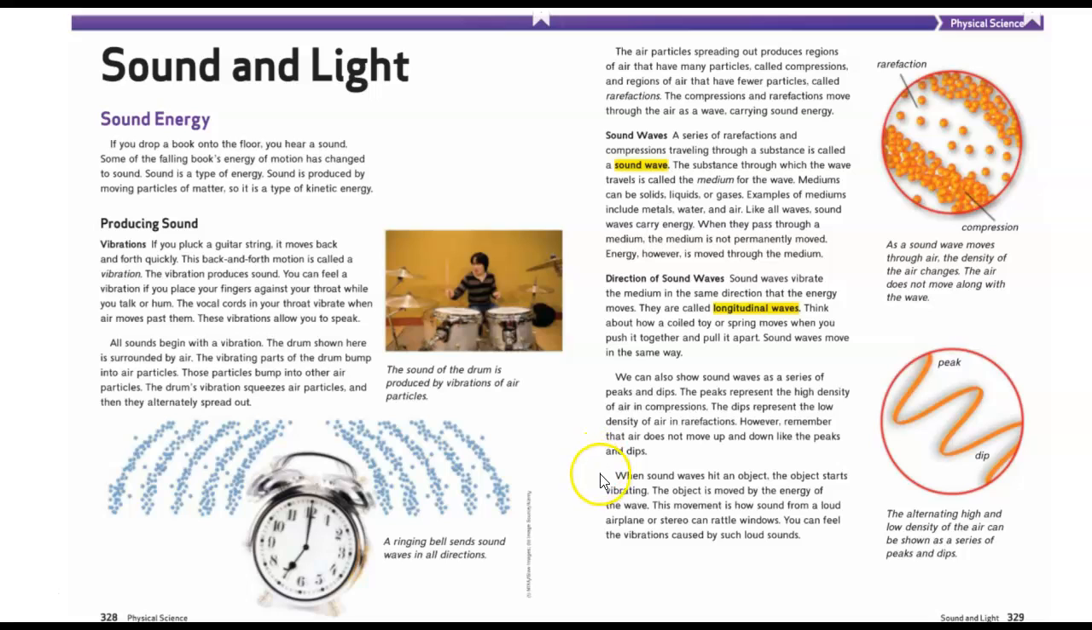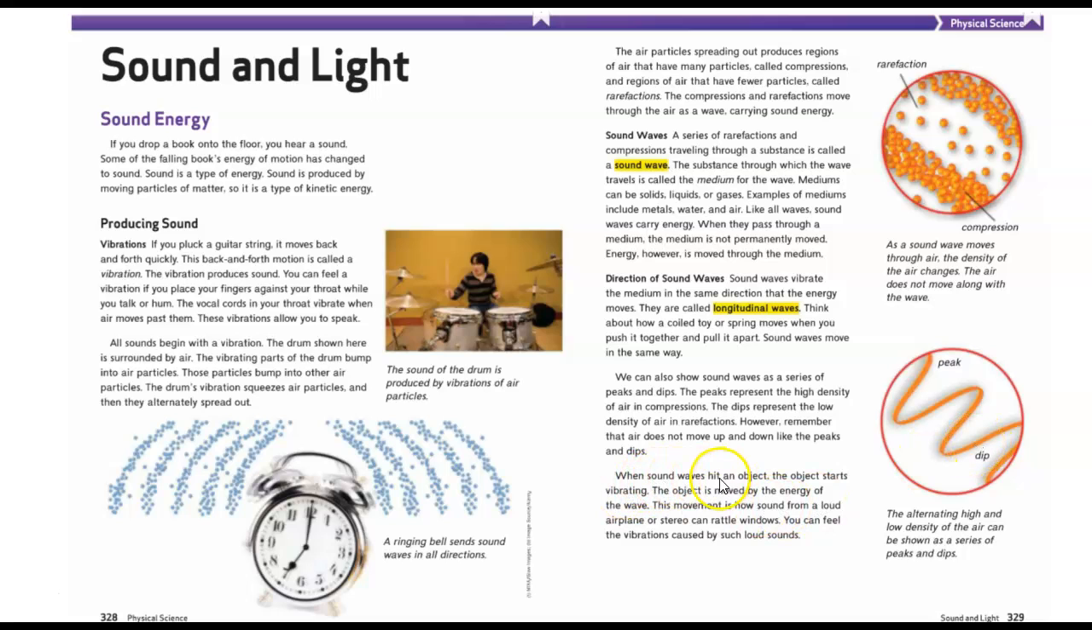All right. We can also show sound waves as a series of peaks and dips. The peaks represent the high density of air in compression. The dips represent the low density of air in refractions. So I would have high, low, or over here, high, low, high, low. However, remember, the air does not move up and down like the peaks and dips. The air is not really moving, the sound wave is moving.